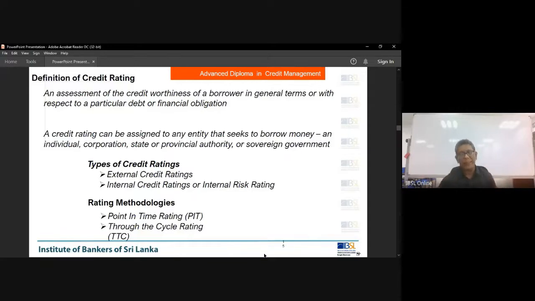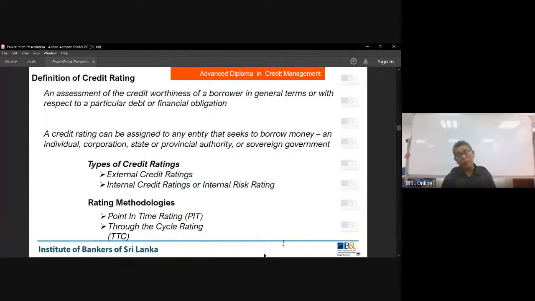Then there's another method we call through the cycle rating. That means you are going to look at not only the present situation, but maybe your future situations, right? These are the two methodologies you are using for rating. That is what you call probability of default. I think you are going to learn all these things, how to calculate the probability of default later on under a separate subject. But rating also applies that.